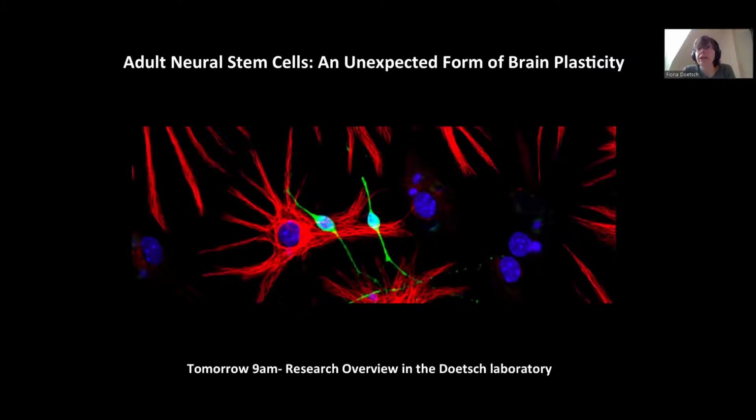And tomorrow morning, I'm going to give a very brief research overview of some of the questions that we're trying to understand in the brain about adult neural stem cells, which really represent an unexpected form of brain plasticity. And so we're curious as to what these cells do, what regulates them, and why do they exist.